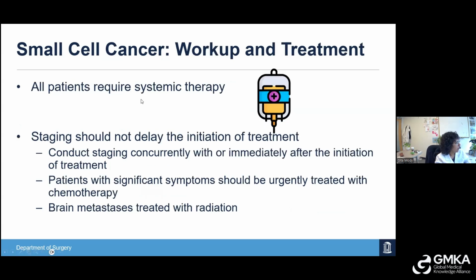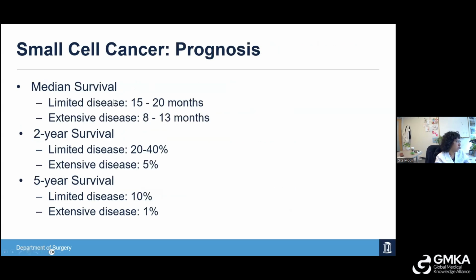Okay, I think we talked about getting systemic therapy for all the patients, that they need to be worked up urgently, and that the prognosis is poor. So even with limited disease, small cell has a far worse prognosis than non-small cell cancer, and very poor survival when extensive disease. Any questions about small cell cancer? Again, I put it first because it's what we do less of. And so then we can now move to the non-small cell cancer here.